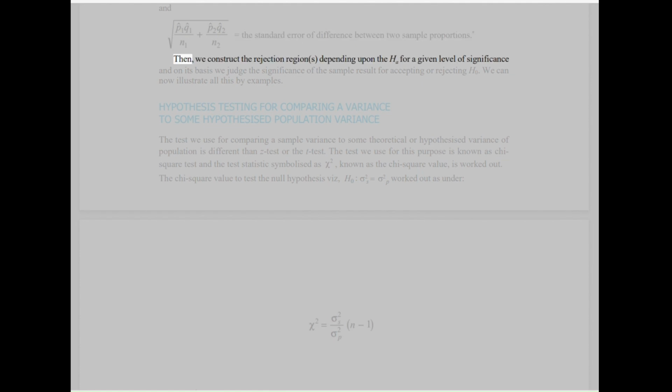Then, we construct the rejection regions depending upon the Ha for a given level of significance, and on its basis we judge the significance of the sample result for accepting or rejecting H0. We can now illustrate all this by examples.